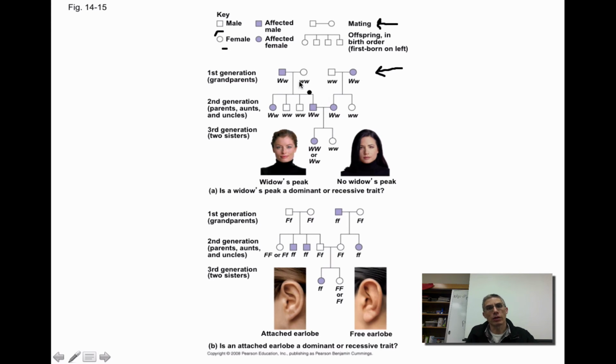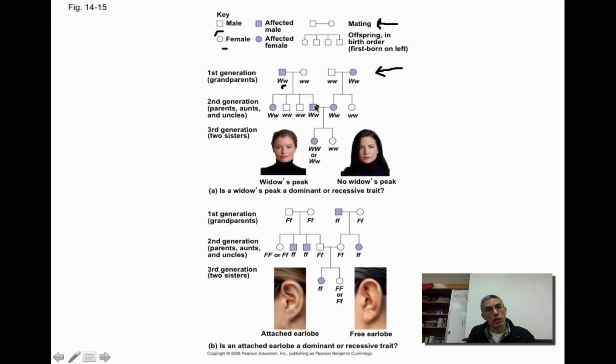These would be the grandparents, and so you can see we have the genotypes represented here. The second generation, of course, would be the children that are produced from this first generation. So these would be the parents, the aunts, the uncles. Again, genotypes are being represented. And then we would have the third generation, which would be represented by these two sisters. So these are two different families, and if you notice, they came together right here.